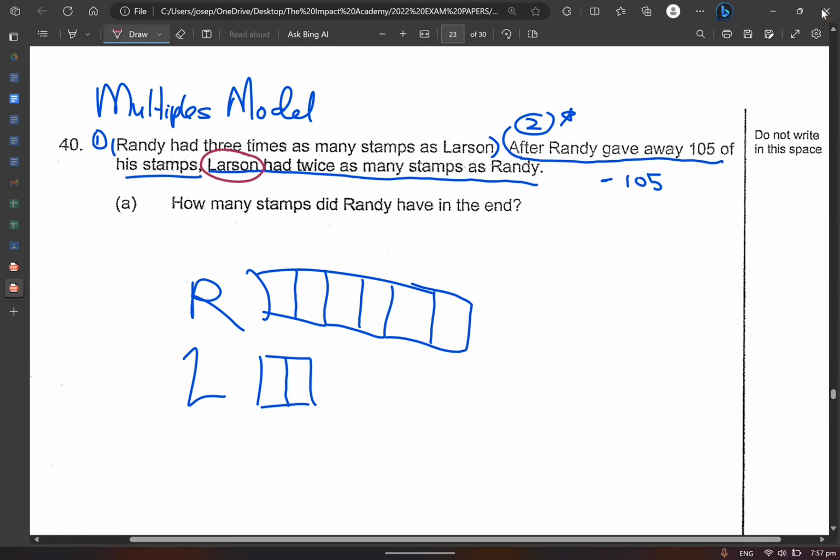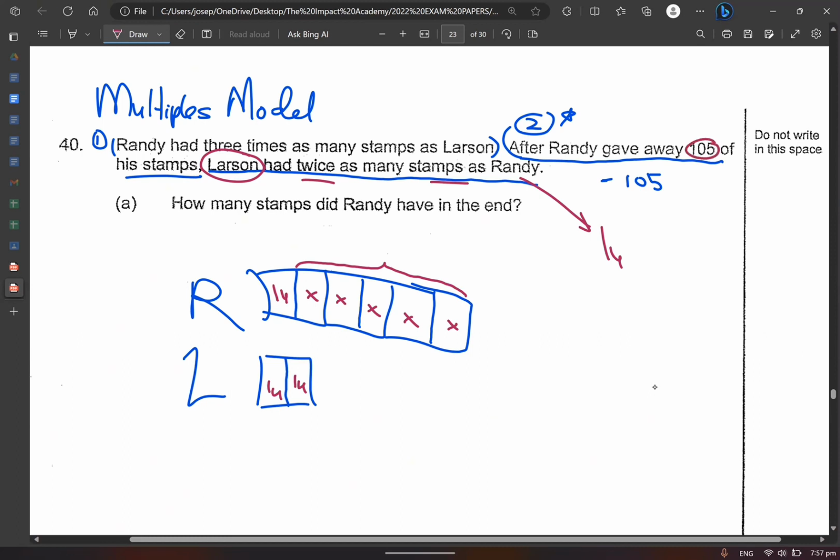Now, the moment I'm done with this, I need to ask myself, what is the meaning of Larson had twice as many stamps as Randy? That means Randy is left with 1 unit, you know? Isn't that true? That means all of this, whatever that is over here, is actually gone. Make sense? Why is this gone? What caused this to go away? What caused this to disappear? Because of the 105. Do you understand what I'm saying?